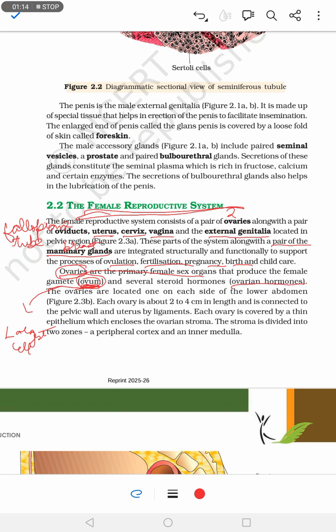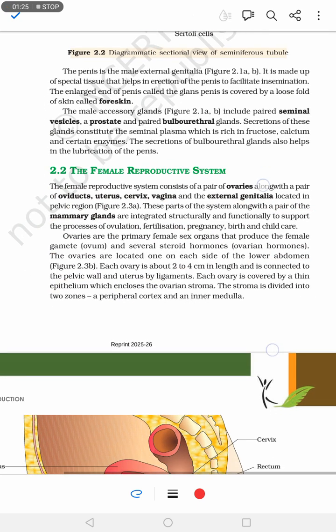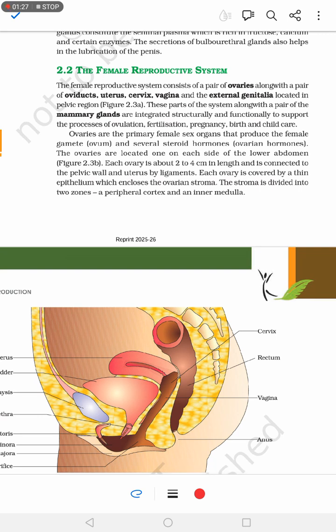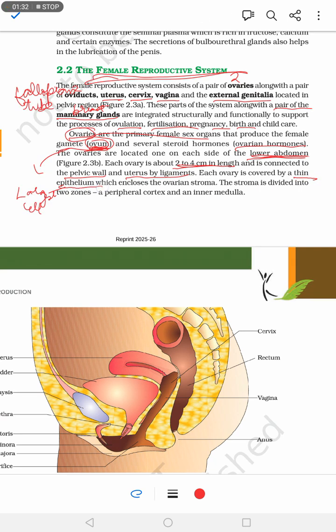So both ovaries are located on the lower abdomen, that is the pelvic area, and each ovary is 2 to 4 centimeter in length, and it is connected to the pelvic wall and the uterus by ligaments. There are many ligaments connecting this, and the ovary is covered by a thin cuboidal epithelium, and inside there is an ovarian stroma.